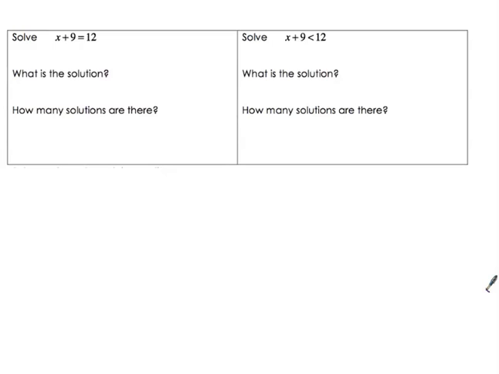All right, now for a quick review from last chapter. If I wanted you to solve x plus 9 equals 12, what would I do first? I want x all by itself, so what do I need to do first? That's right, I need to subtract 9 from both sides, and I get that x is equal to 3. So what is the solution? X equals 3. Well, how many solutions are there? Well, it's just x equals 3, so there's just 1.